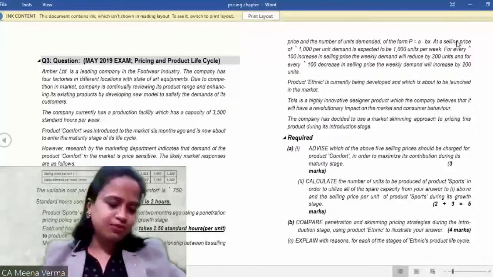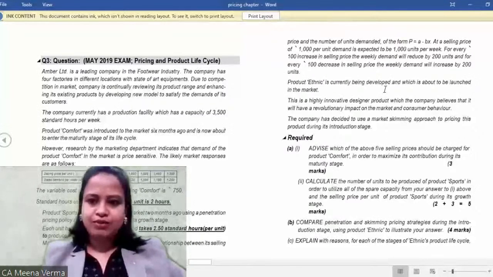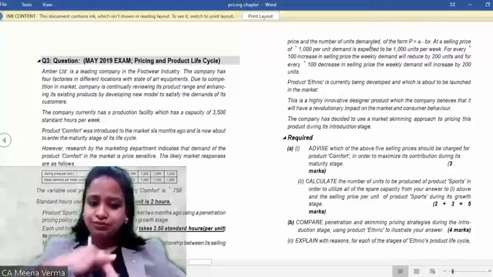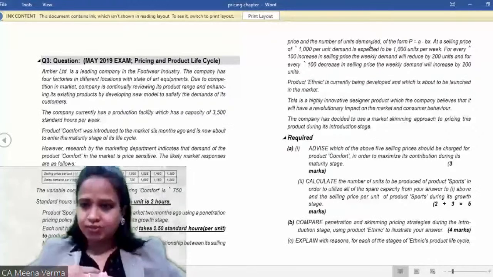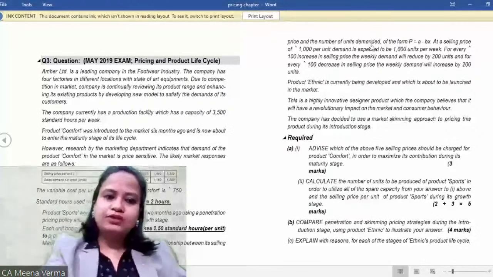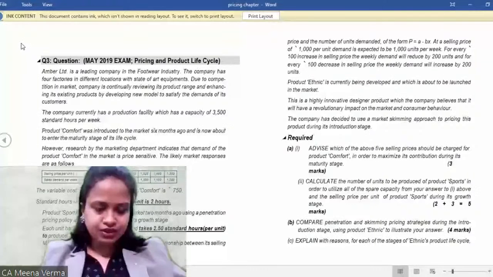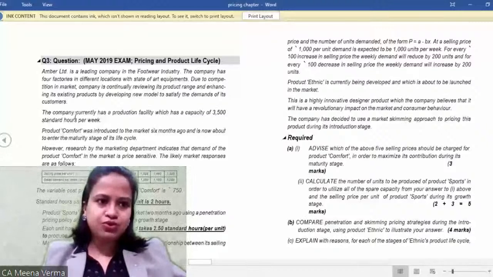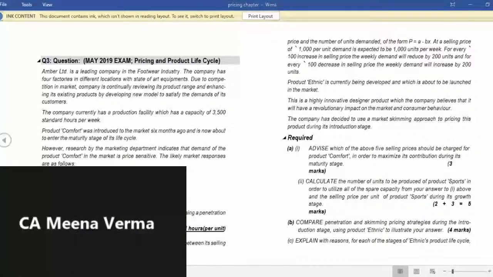Please read this question. I'm giving you time to read it, 5 minutes. It is a big question we will discuss, and in this question we will cover many topics. We will cover pricing, taking decisions related to pricing of the product in the life cycle. We will consider the product life cycle, we will consider everything. So I expect all of you to read this. I'm giving you 5 minutes. Please read it.